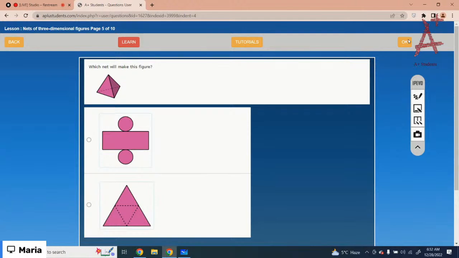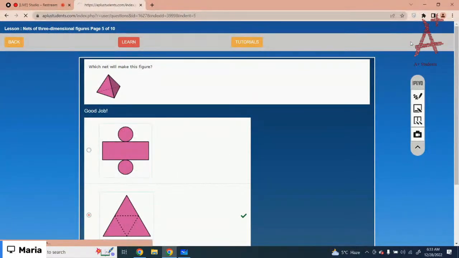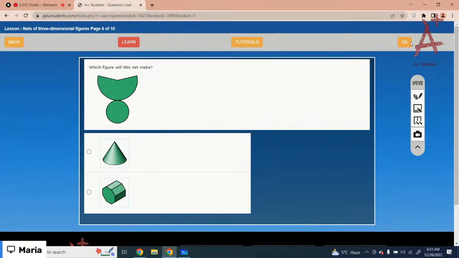Which net will make the figure? First one or the second one? Which option is the correct one? Yes, it would be the second option. Got it? It is the triangular shape, so the second one is the triangular one. Which figure will this net make? Yes, it is the first option because it makes a cube. Got it?